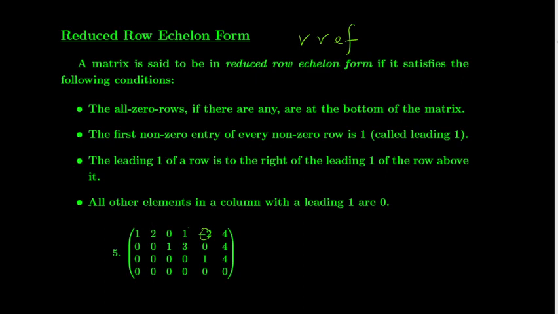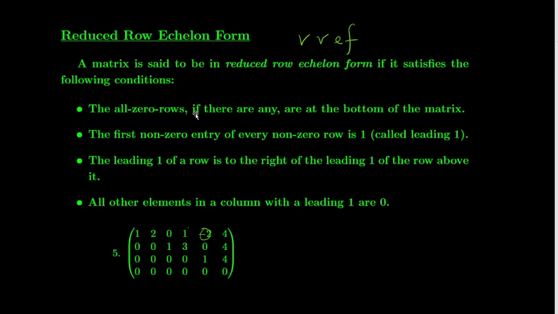Now look at condition 1. Condition 1 says if there's a row consisting of all zeros, the row must be located at the bottom of the matrix. Is that condition satisfied? Now look at the last row. The last row is the row consisting of all zeros, right? You see condition 1 is true here. This row cannot be at any other location. By all zero row, I mean a row consisting of all zeros.